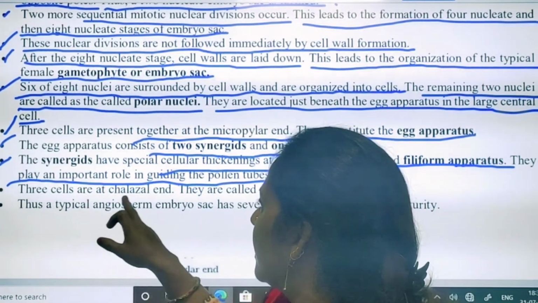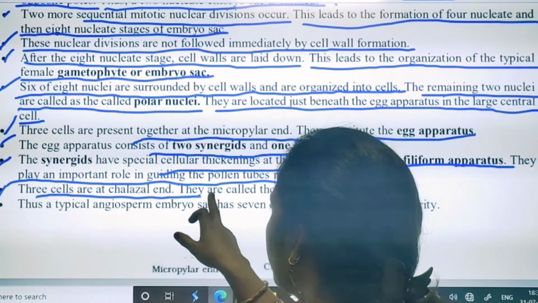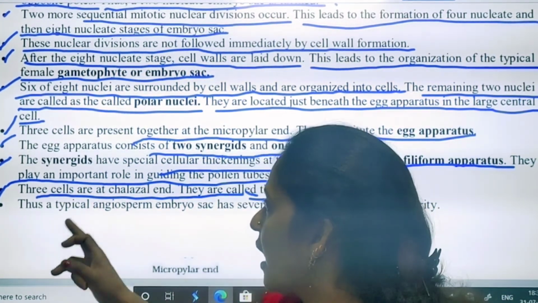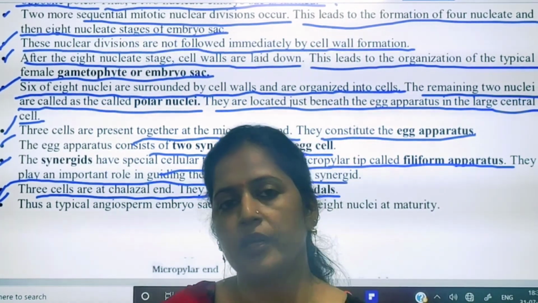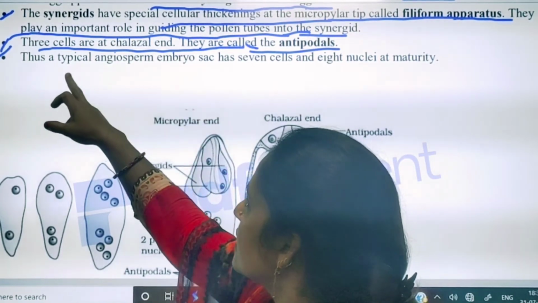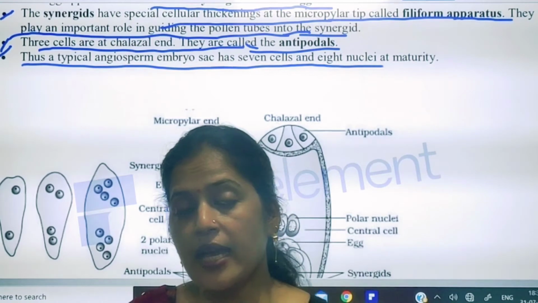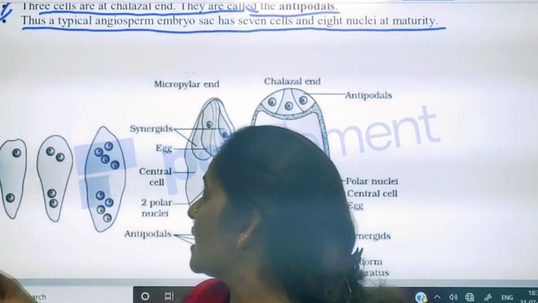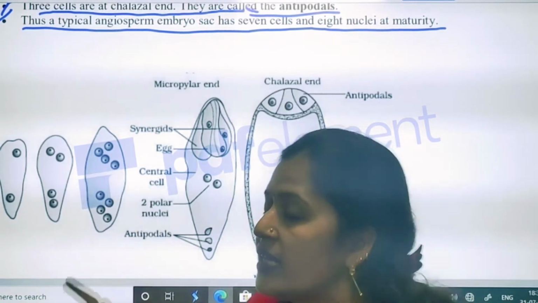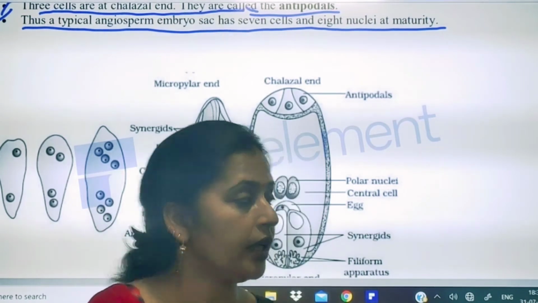3 cells are at the chalazal end, and these are known as the antipodal cells. Thus a typical angiosperm embryo sac has 7 cells and 8 nuclei at the time of maturity.